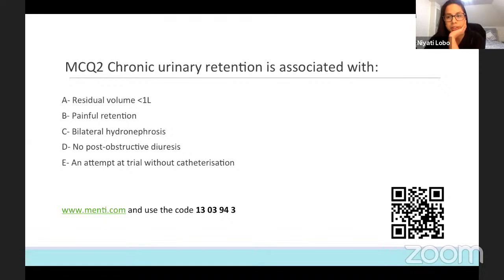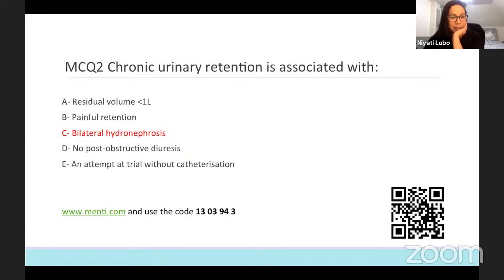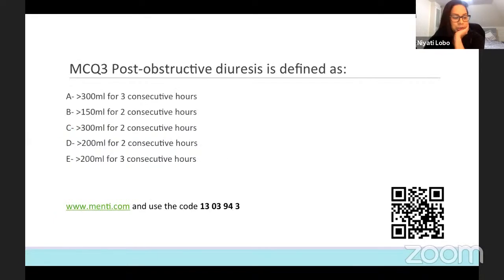Okay, so the answer to that, if you didn't see it just now, is bilateral hydronephrosis. Okay, the teachers just told me I need to talk through the questions. So post-obstructive diuresis is defined as: more than 300 mils for 3 consecutive hours, more than 150 mils for 2 consecutive hours, more than 300 mils for 2 consecutive hours, more than 200 mils for 2 consecutive hours, or more than 200 mils for 3 consecutive hours. And hopefully you chose D. So I think that's easy to remember, 200 mils for 2 consecutive hours.